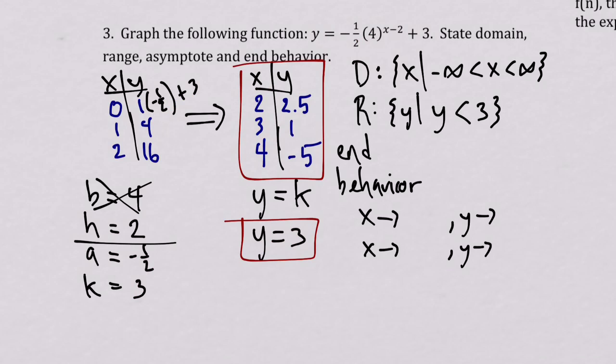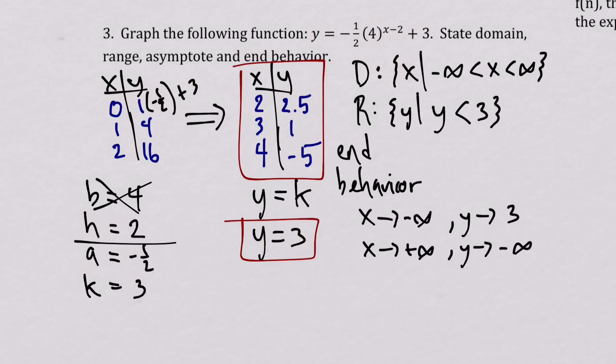On the left side, look, as x is getting smaller and smaller, these numbers are also getting smaller and smaller, but there's a limit as to how far they can get. -5, 1, 2.5, the limit is going to be 3, right? So as x goes to negative infinity, that means to the left, y approaches 3. On the right side, as x goes to positive infinity, y will be going down because a is negative, right? So y will be approaching negative infinity.